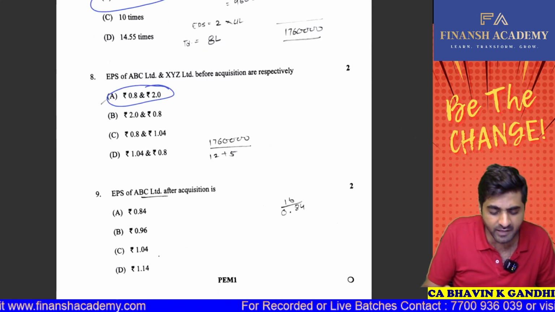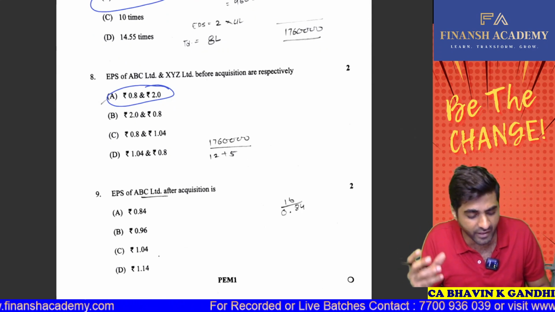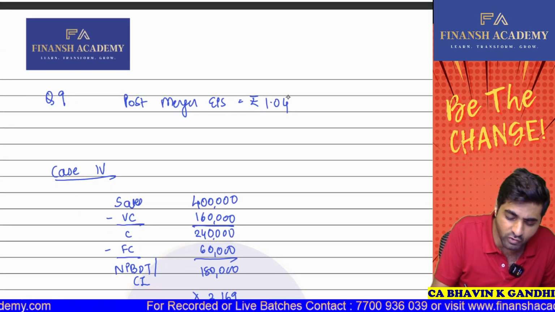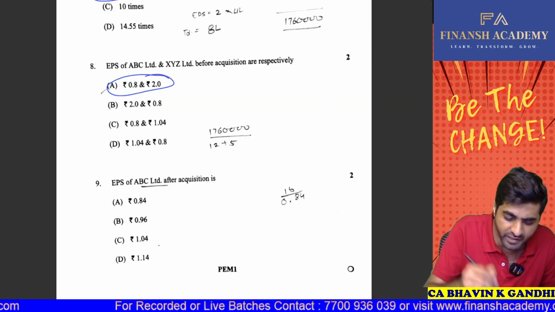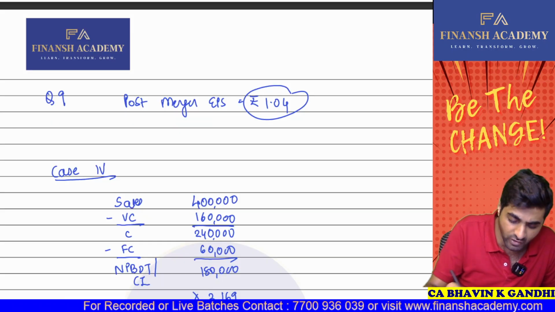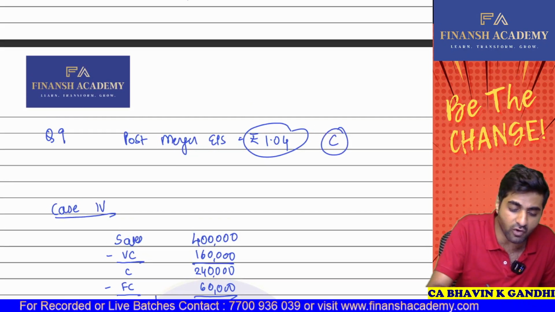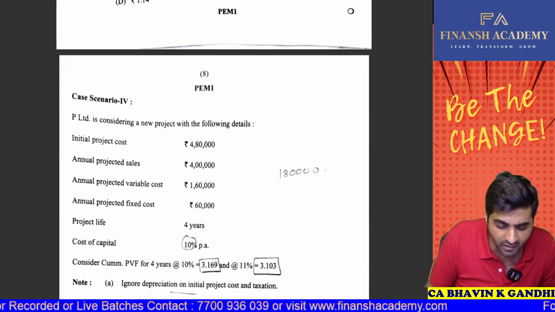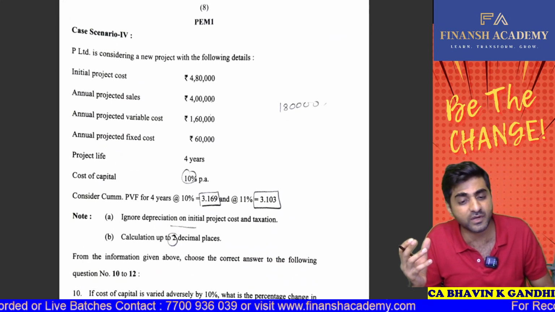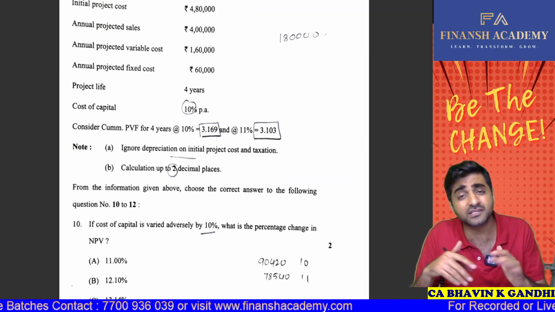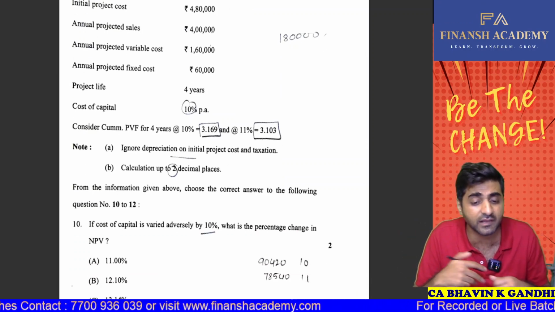And also at the same time, your EPS of ABC after acquisition. So this should be your post-merger EPS, which turns out to be 1.04, which we have already calculated above. So that is, I think, your option C. Okay, post-merger EPS. So this is your C option. And then we had one sensitivity analysis question. Okay. And here also it was quite an easy question and very fast to solve as well.